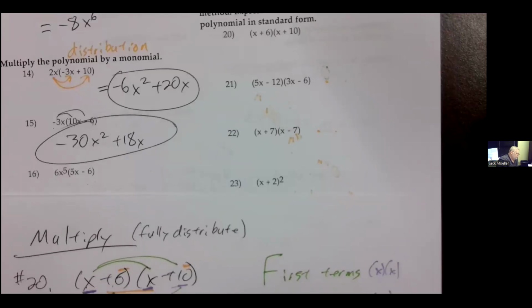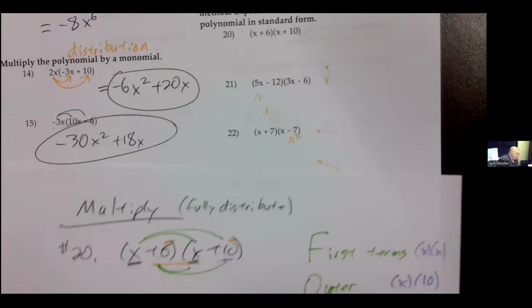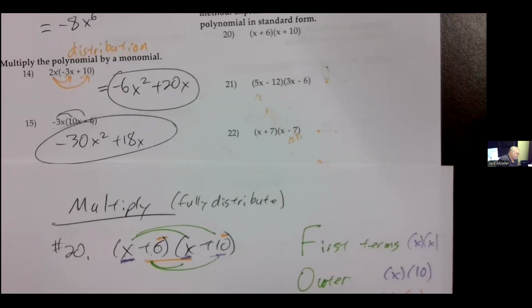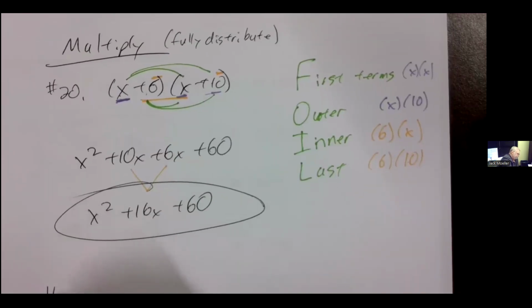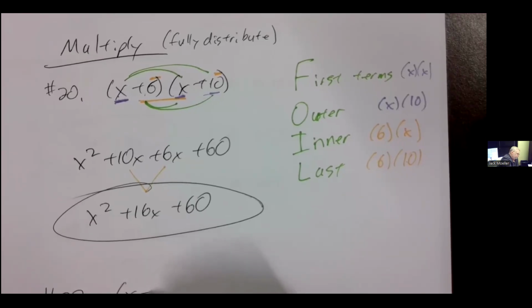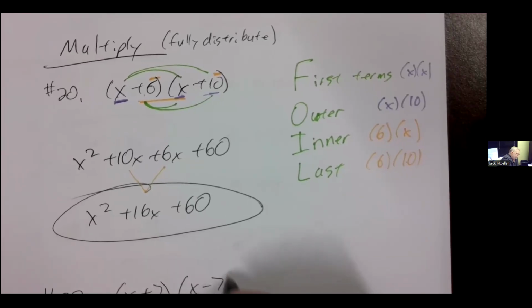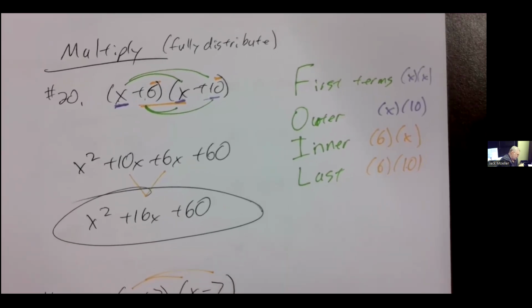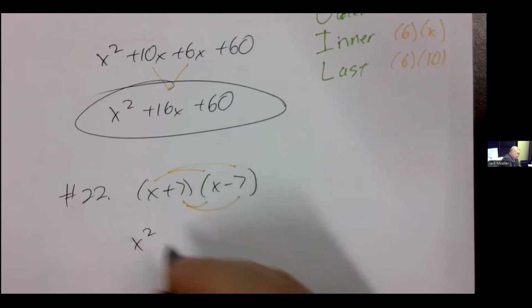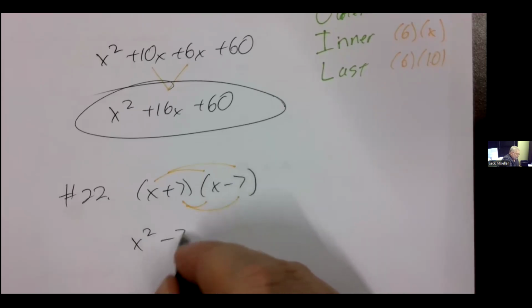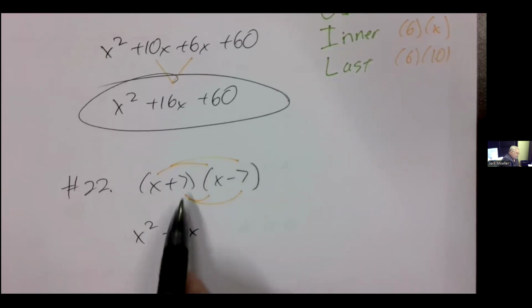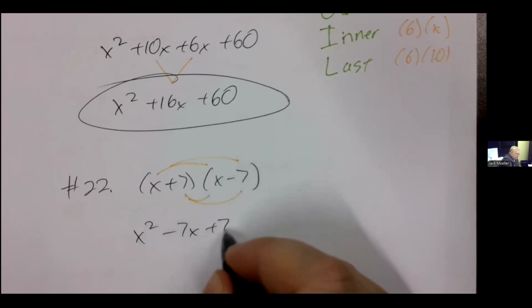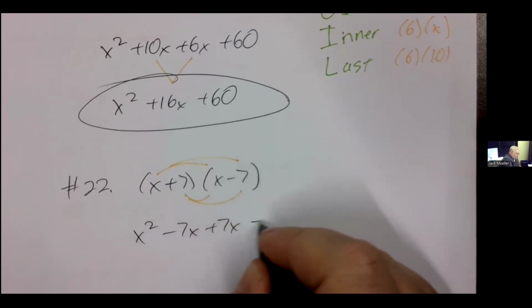All right. What would you do with 22? x plus 7 times x minus 7. Well, this is a distribution or FOIL problem. So we're doing x times x, which is x squared. x times minus 7, so it's minus 7x. And we got plus 7 times x, so it's plus 7x. And then minus 49.